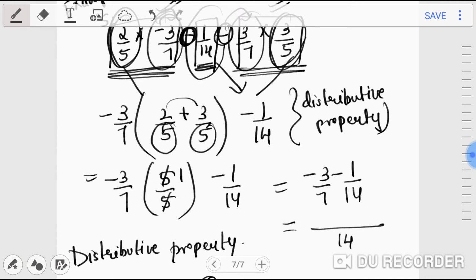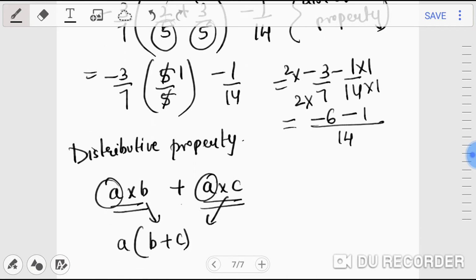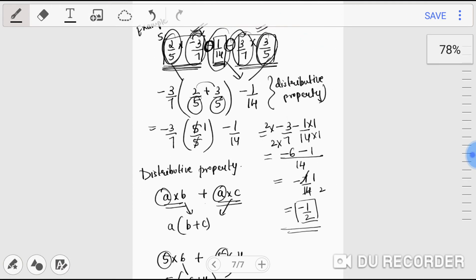That will be 14. To make 7 into 14, you have to multiply by 2 on both sides, so that will be minus 6, and here you have to multiply with 1. So minus 6 minus 1 will be minus 7 upon 14, and if you reduce this, you will get the answer minus 1 upon 2. So the final answer of this expression is minus 1 upon 2.